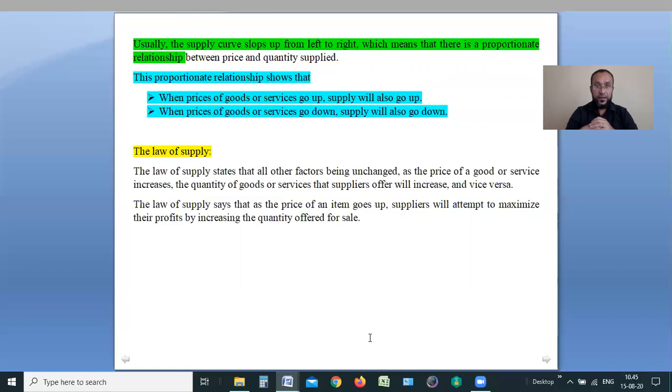Now turn to the law of supply. So like the law of demand, there is a law of supply also. The law of supply states that, all other factors being unchanged, as the price of a good or service increases, the quantity of goods or services that suppliers offer will increase, and vice versa. Means if price falls, then supply will also fall. So this is the supply law here. Ceteris paribus condition is applied. Ceteris paribus means other factors that affect the supply remain the same. The law of supply says that as the price of an item goes up, suppliers will attempt to maximize profits by increasing the quantity offered for sale. So this is the supply law.